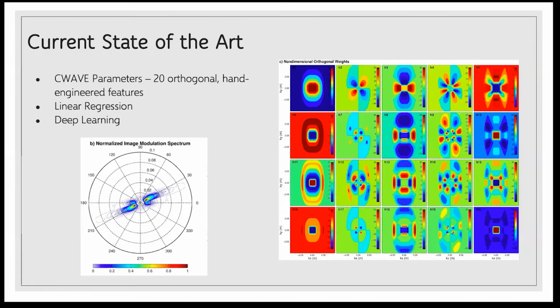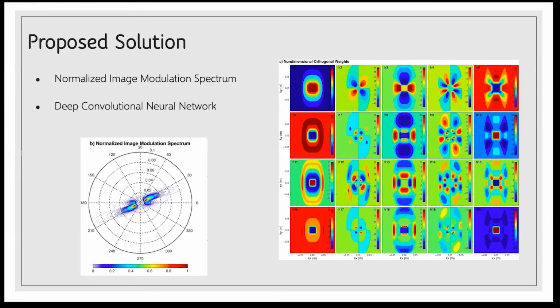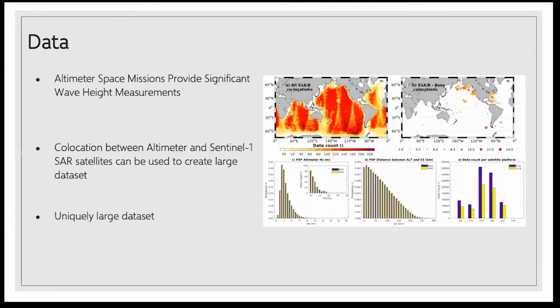And so we propose the following solution, which requires inference directly from the image modulation spectrum itself. We decided to develop a deep convolutional neural network based on the image modulation directly, simply because we're able to construct an extremely large data set using co-locations between the Sentinel-1 missions, which produces the SAR data that we're using, and altimeter space missions, which produces the significant wave heights that we would like. I'll go through how that process is done now.